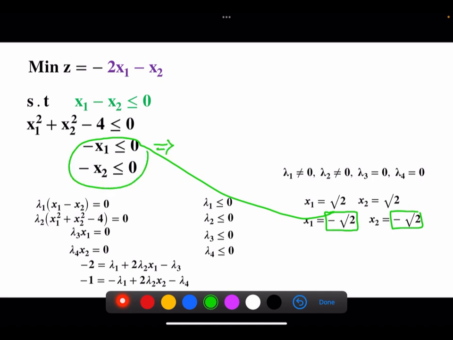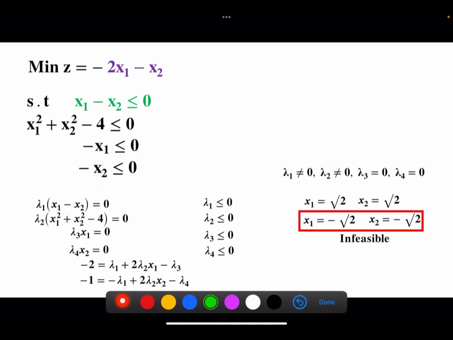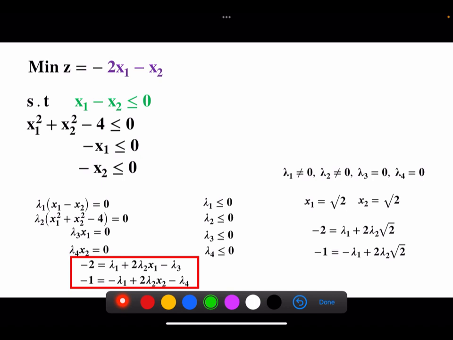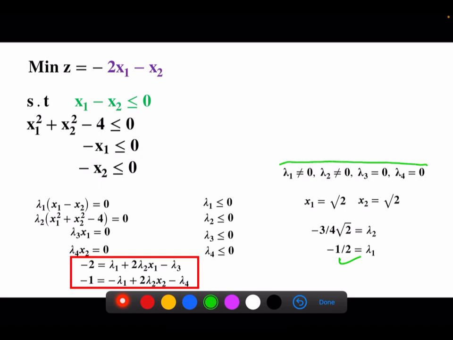What is this constraint actually? It is x1 non-negative, but the value of x1 is negative. So this point is not a feasible point, but the other point still can be. So we'll find all the lambdas. So this is an infeasible point. Now to get the value for lambda 1, lambda 2, you solve these two conditions. Lambda 3 and lambda 4 are 0, so this goes. Put x1 as root 2, x2 as root 2. So you will be left with 2 equations and 2 unknowns. Solve for lambda 1 and lambda 2, you get lambda 1 as minus half and lambda 2 is minus 3 by 4 root 2.